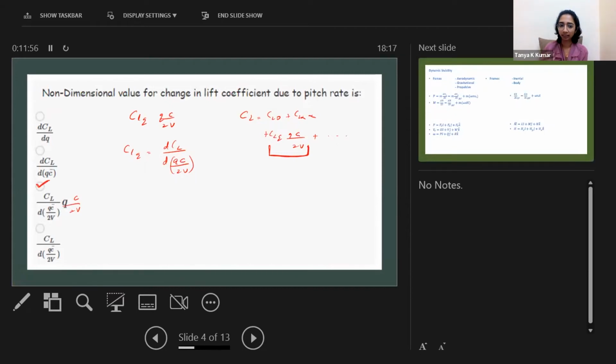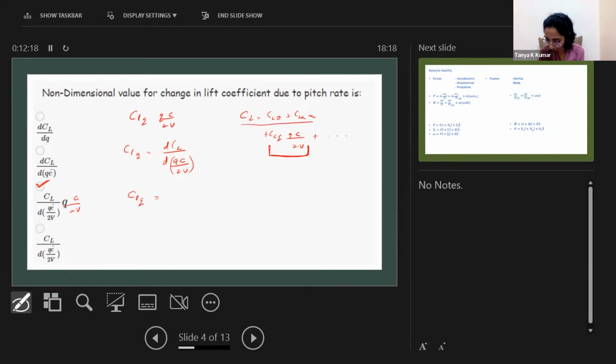Now this question we had discussed previously, the non-dimensional value for change in lift coefficient due to pitch rate. I think somebody had asked a question earlier. So this is the correct option, the value given there was wrong. What we had discussed in the previous class, that is right. So it is CLQ, the non-dimensional value for change in lift coefficient.